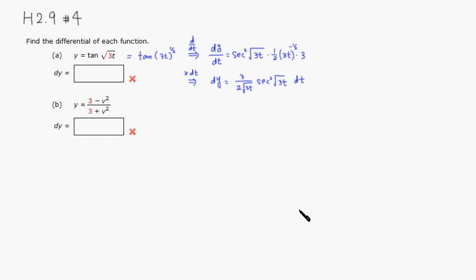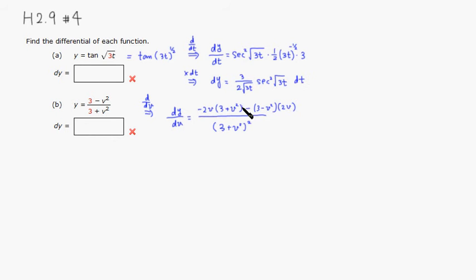All right, so for part B, we just have to take the derivative of that with respect to v. Then you just have to use the quotient rule. So dy over dv is equal to, square the bottom, so it's 3 plus v squared. The derivative of the top is negative 2v times the bottom, which is 3 plus v squared, minus the top, 3 minus v squared, multiplied by the derivative of the bottom, so that's 2v.